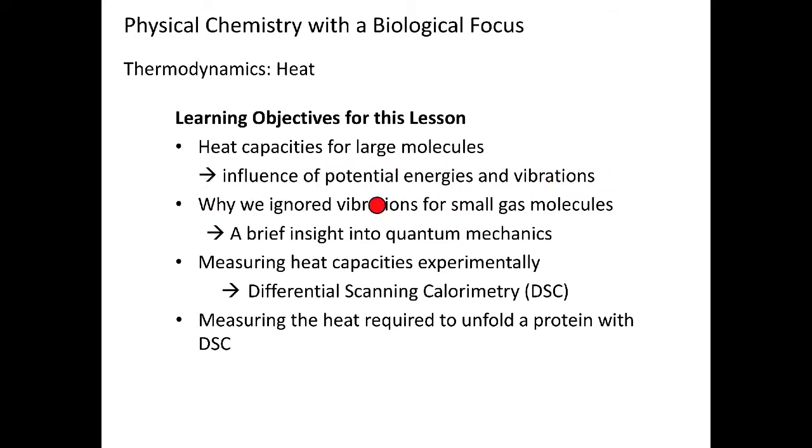In order to understand why we ignored vibrations for small gas molecules, we need some brief insights into quantum mechanics. And we will learn how to measure heat capacities experimentally using a technique that is called differential scanning calorimetry, or DSC. And this allows us, for example, to measure the heat that is required to unfold a protein.